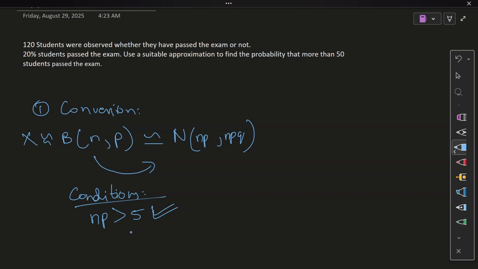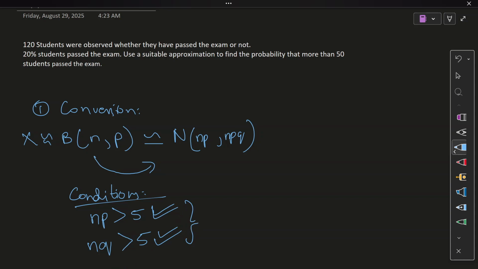But there is one more condition before you proceed. That is, you multiplied n and q, and that must also be greater than 5. I think there was a question asking for the conditions in 2022. I don't remember precisely, but it was around 2022 that they asked for the conditions that you need before converting binomial to normal. So these are the two conditions that will be enough.